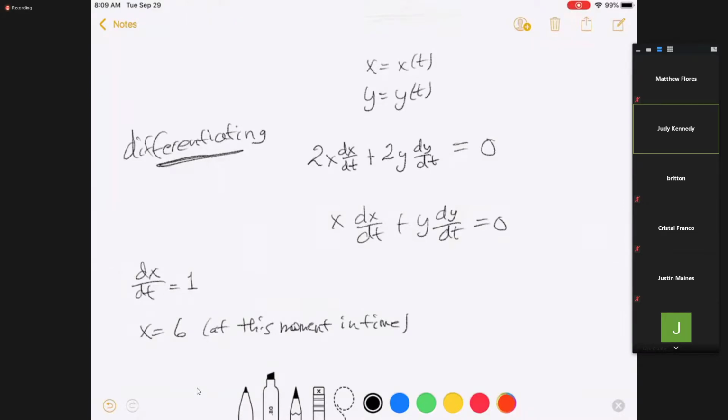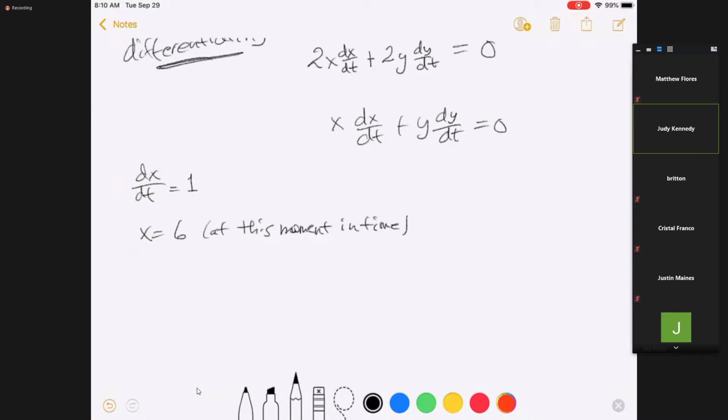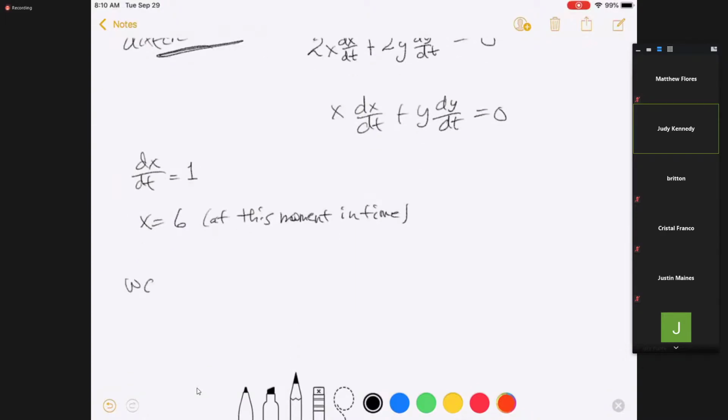And we want to find out, oops, and slipped. We want dy dt. Okay, so I've got dx dt is 1 and x is 6. I want to find dy dt. I still need a value for y. How do I get a value for y?